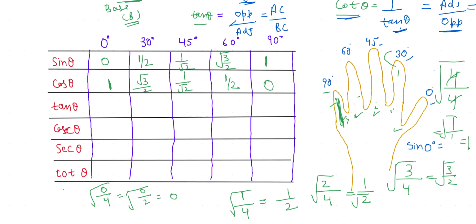And for tan theta, it is sin theta upon cos theta. Now for tan 0 degree, sin theta is 0 and cos theta is 1. Then you will get 0. 0 divided by any number, you will get 0.